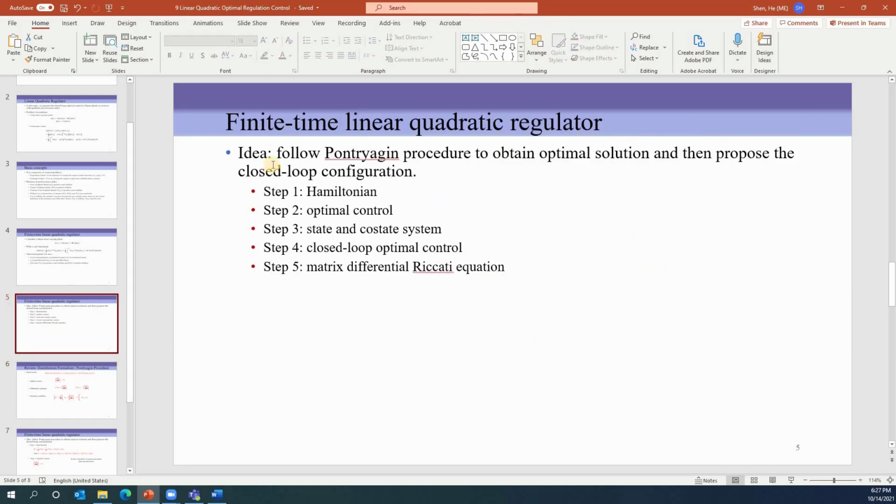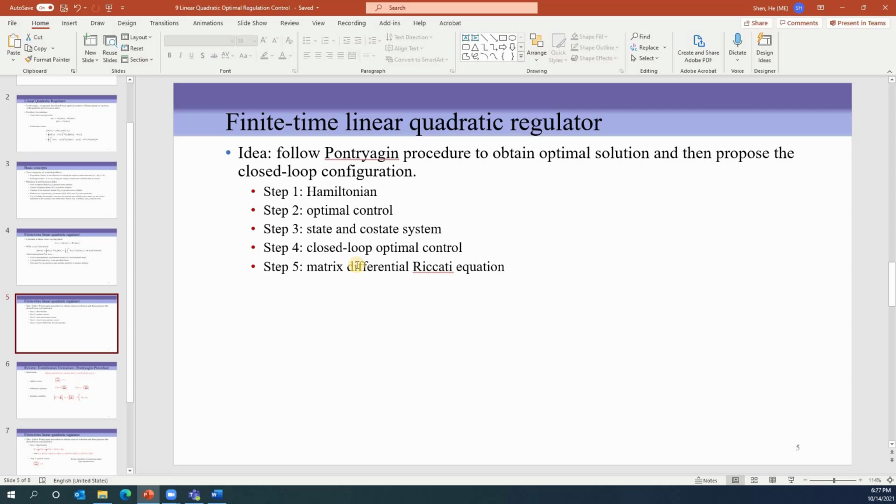So the idea to derive the optimal control for this linear time varying system is to follow the Pontryagin procedure to obtain the optimum control, then propose the closed loop configuration. So we know these are the steps we're going through. Step 1, step 2, step 3, state and co-state equation. Step 4, we're going to find a closed loop optimal control, and this is something new. The first 3 steps are the same as what we did, and of course, we are dealing with a more complex scenario.